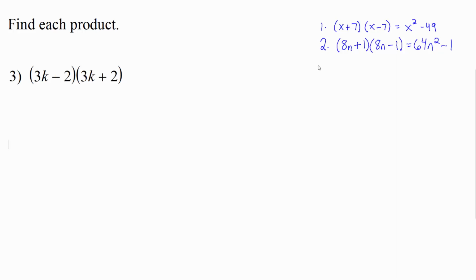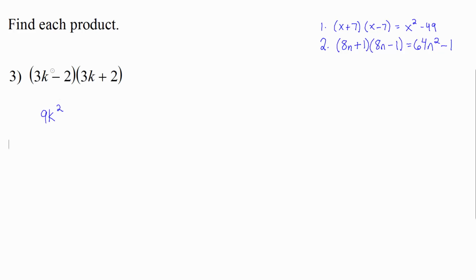If you think you've got it, then try number 3 on your own to see if you've got the hang of what the pattern is. So I'm going to assume, if you wanted to work it on your own, you've paused the video, so I'll keep going. 3k times 3k gives us 9k squared.